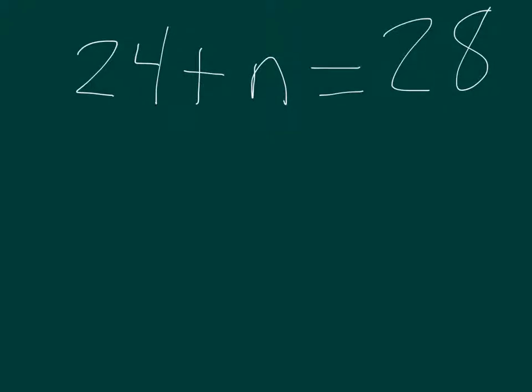Good morning, grade 6. Today we're going to be talking about inverse operations and how we can solve for a variable that we don't know. In this case, this first one is n. So 24 plus n equals 28.